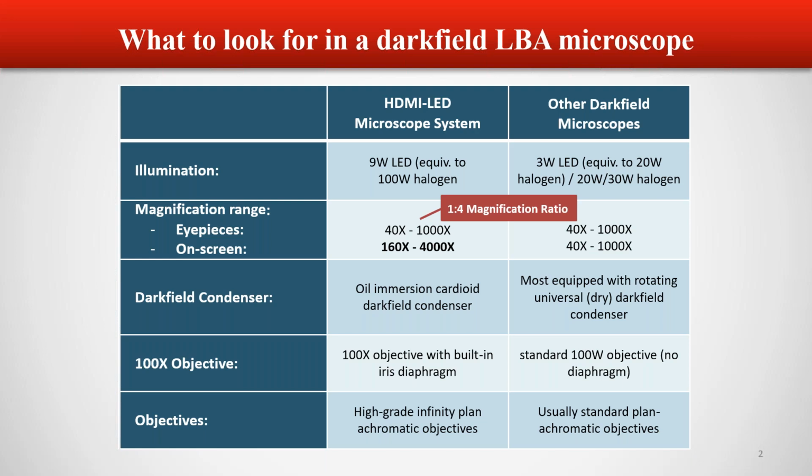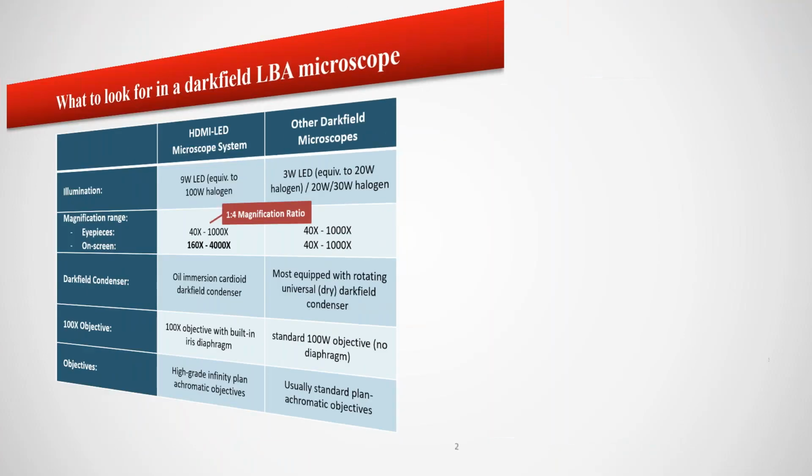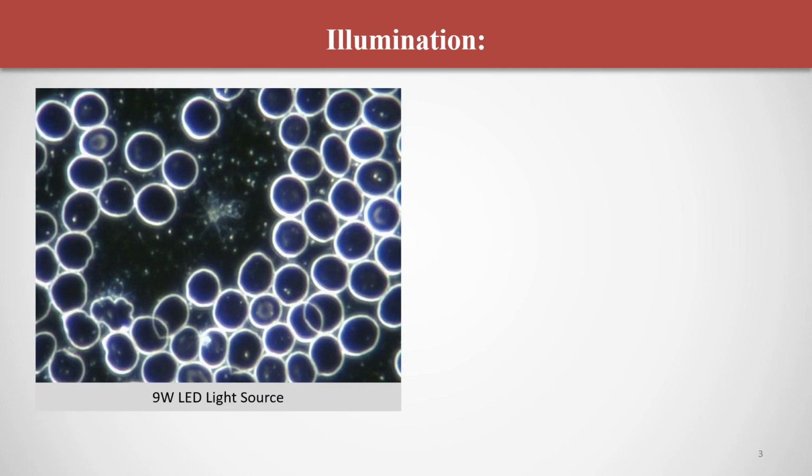Right, so let's have a look at a few examples. We'll go through some examples of actual live blood samples where just one of those features has been changed, and we'll compare it to what it should look like. So the image on the left-hand side is with the HDMI-LED microscope with the 9-watt LED light source.